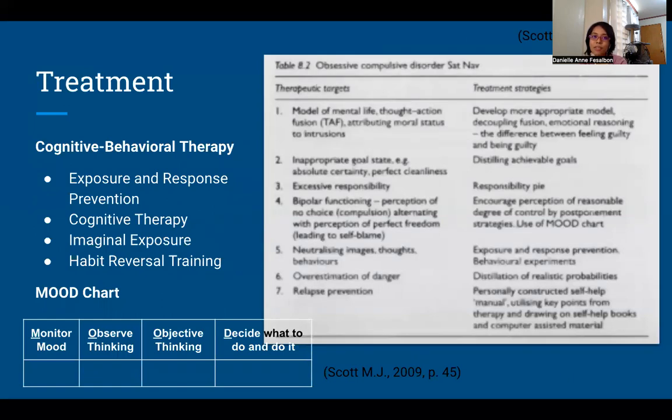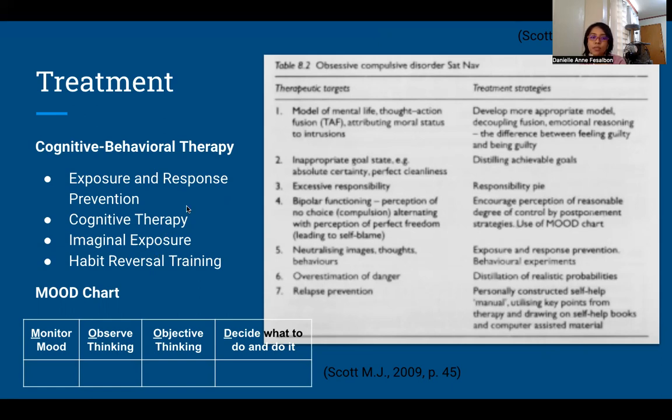If you are a practicing therapist or counselor, this is just my research on how we can help, or what our treatment plan is for people who have OCD. So these are the most common therapies I found: cognitive behavioral therapy, and that includes exposure and response prevention, cognitive therapy, imaginal exposure, and habit reversal training.